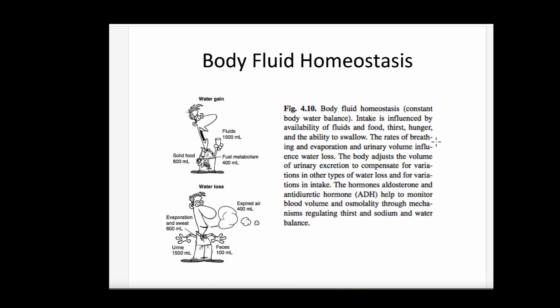The body adjusts the volume of urinary excretion to compensate for variations in other types of water loss or variation in intake. The hormones aldosterone and antidiuretic hormone, ADH, help to monitor blood volume and osmolality through mechanisms regulating thirst and sodium and water balance. So ultimately, antidiuretics or diuretics help with monitoring fluid levels. So whether you gain water or retain water will also affect pH.